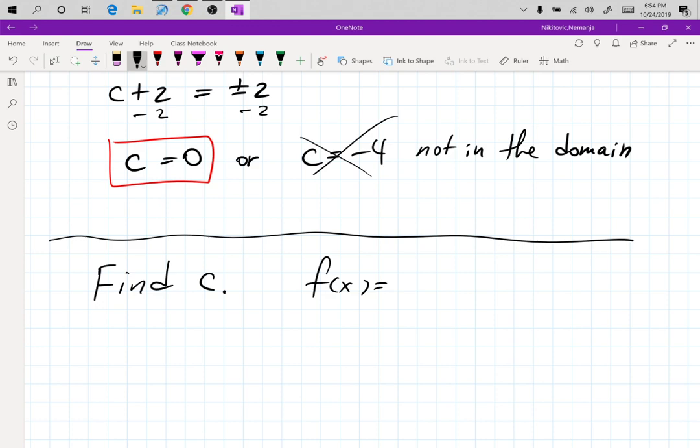F of x equals sine inverse of x on 0 to 1/2. You know the steps. Figure out the derivative, plug the values in the original function, figure out the numbers.